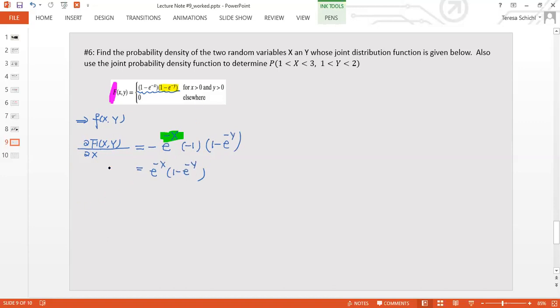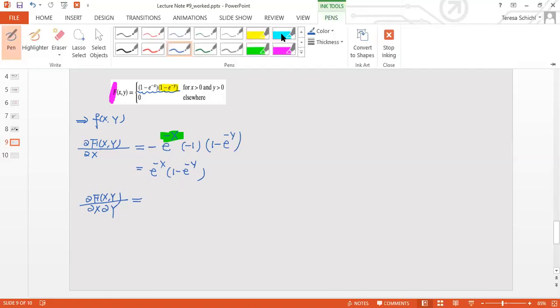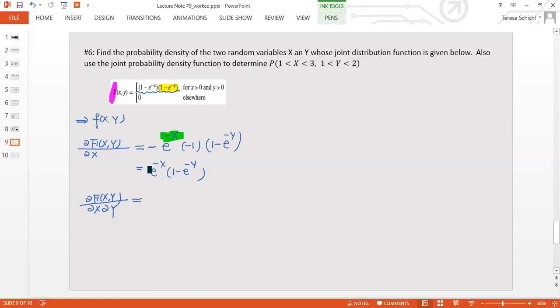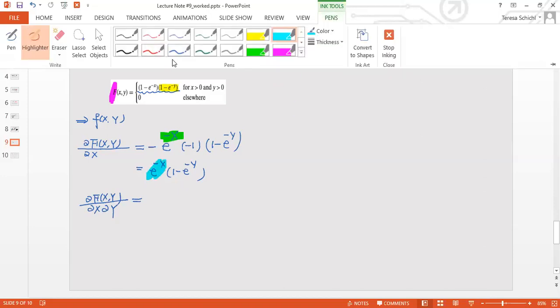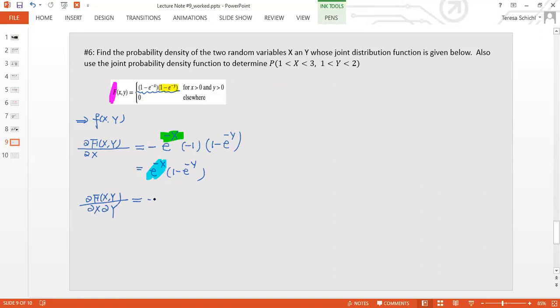Now I need to do another one. That means for f of x, y, I already did the derivative in x. Now I need to do y. What does that mean? That means e to the negative x. Which one is my constant right now? This one, the x, will be my constant. So I keep the e to the negative x here.